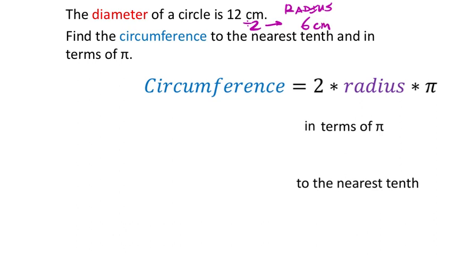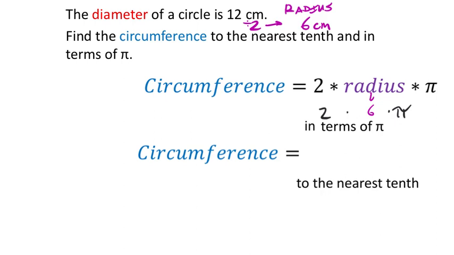So in terms of pi, you do the radius, which is 6. Now we got 2 times 6 times pi, which you're just going to plug into the calculator, and that will tell you the circumference immediately in terms of pi. So this is now going to be 12 pi. And again, just to be specific, we'll say this is in centimeters. 12 pi centimeters.